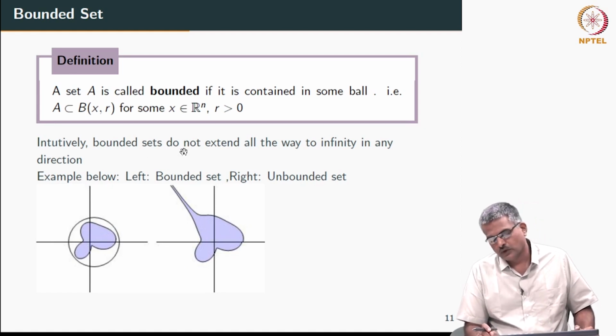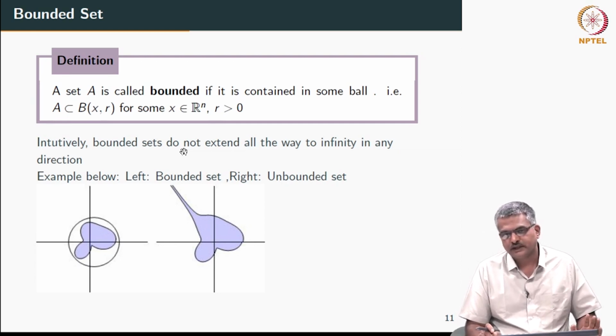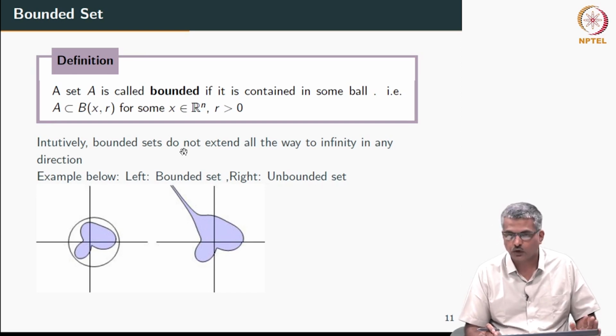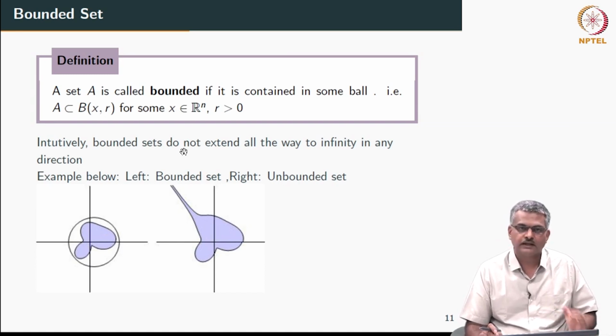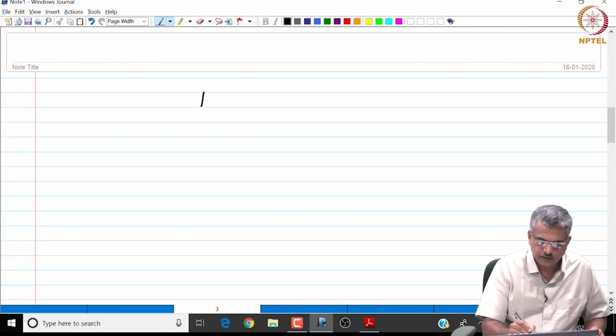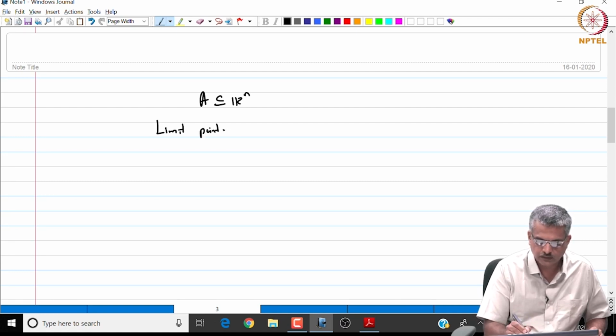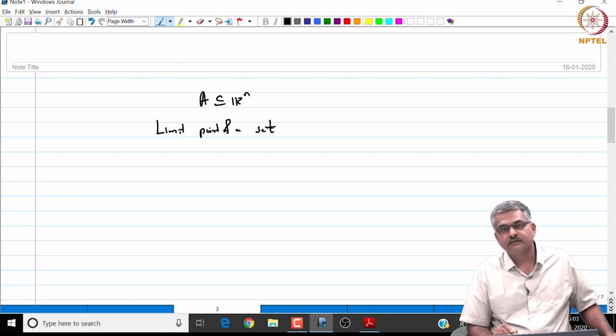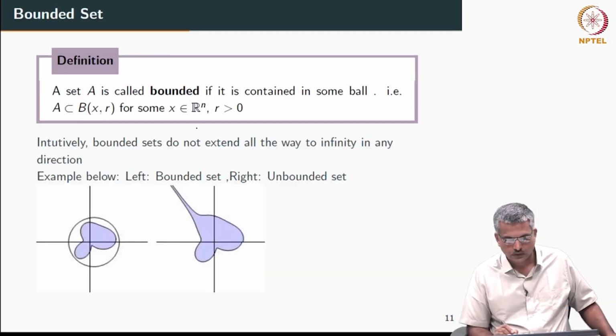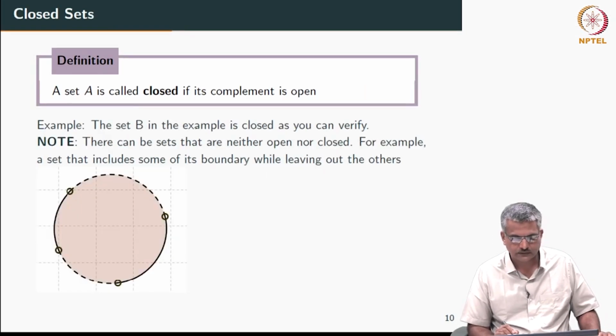So, once you have the notion of a closed set and the notion of boundedness, one can define what is known as a compact set. But before we go there, we need another notion called the notion of limit point of a set. So, again A is a subset of Rn. We want to define the notion of limit point of a set. It is another way of characterizing a closed set. So, we will see the definition.